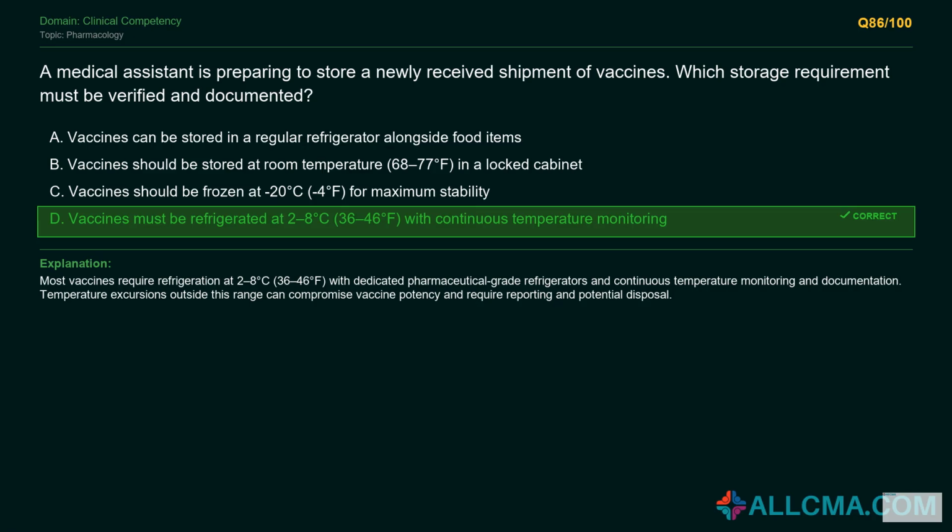The correct answer is D. Most vaccines require refrigeration at 2 to 8 degrees Celsius, 36 to 46 degrees Fahrenheit, with dedicated pharmaceutical-grade refrigerators and continuous temperature monitoring and documentation. Temperature excursions outside this range can compromise vaccine potency and require reporting and potential disposal.